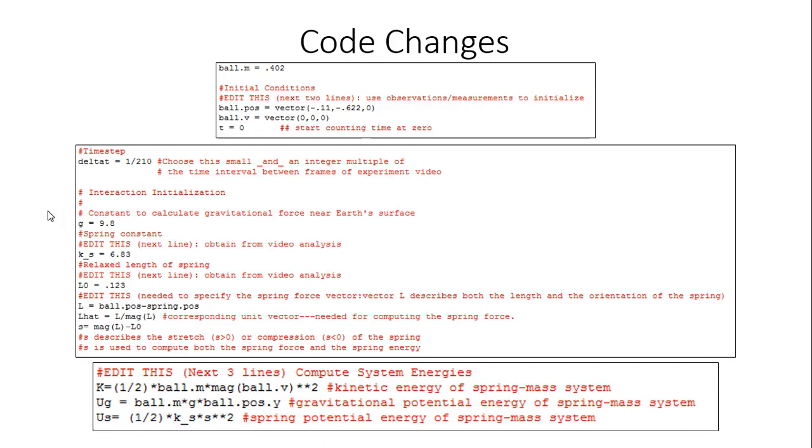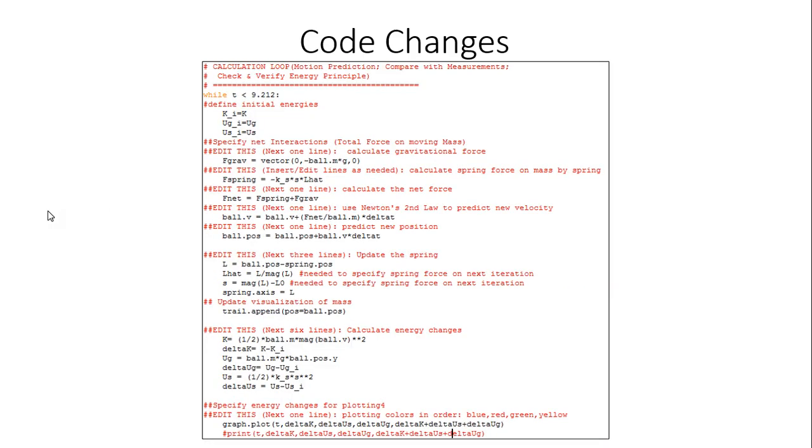Moving on to the code changes, we've inserted the initial ball's mass as well as the initial position vector. We've also inserted the spring constant K to be 6.83 and the L naught to be 0.123. Again, these two values are calculated from the one-dimensional lecture video. We've also updated the equations for kinetic, gravitational potential, and spring potential energy. Here we've updated the time as well as our initial conditions for K, UG, and US. And we've also input F net to be the force of the spring plus the force of gravity.